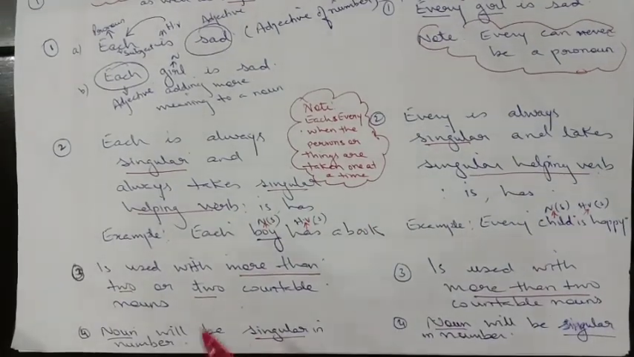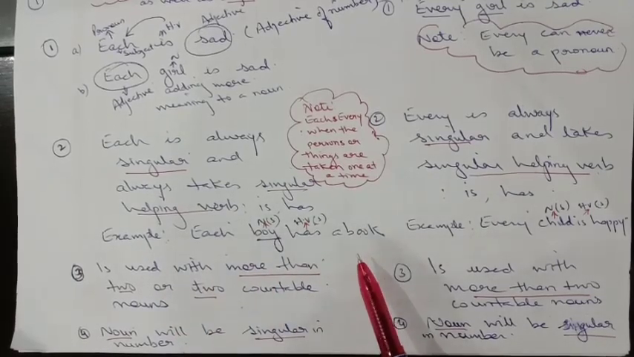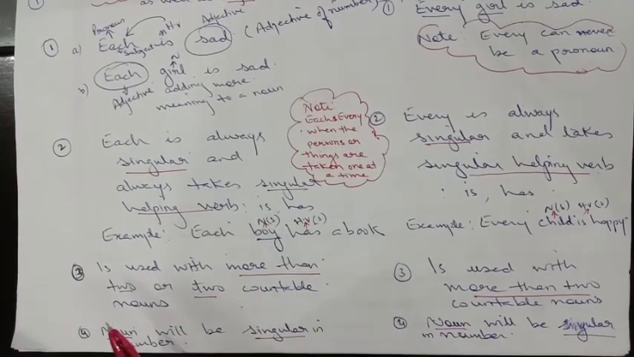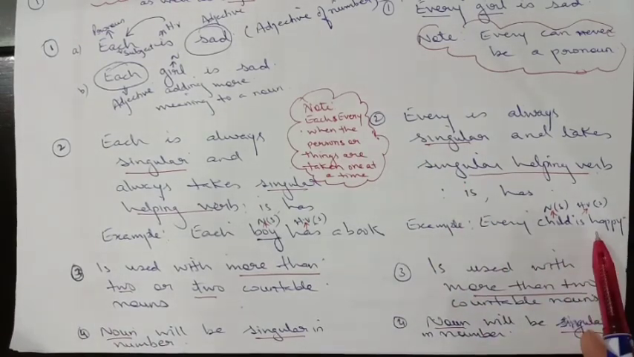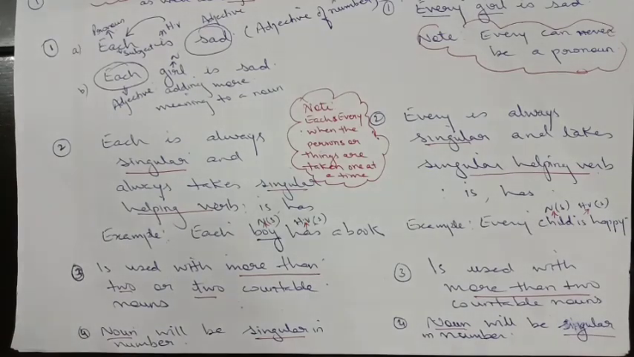For example, see here. For each one: each boy has a book. And for every: every child is happy. Are you getting my words? Nothing else.